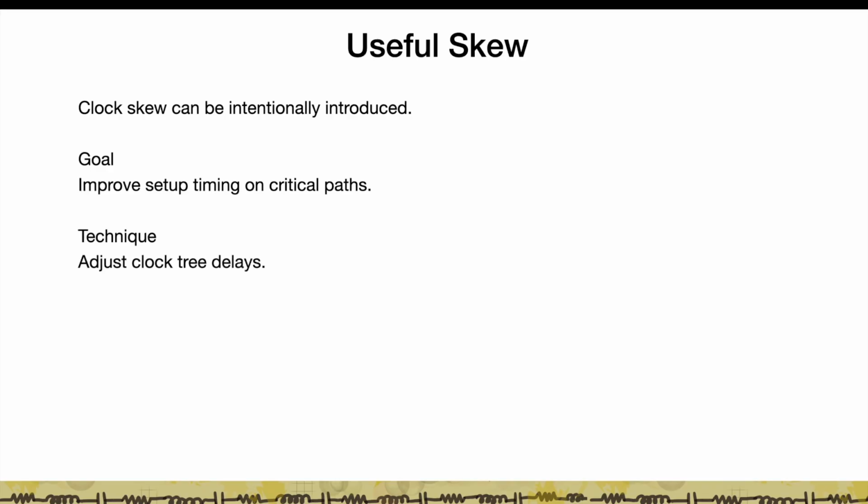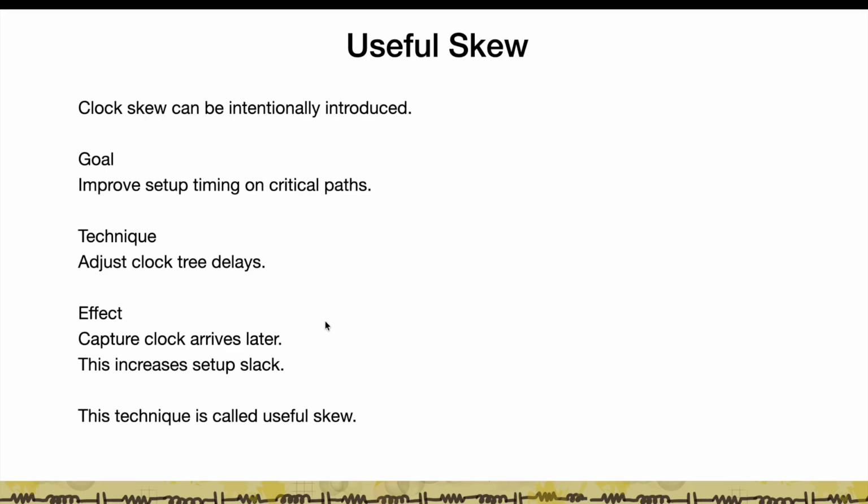Now here's a clever insight. If the skew is going to exist anyway, why not put it to work? Useful skew is the intentional introduction of a clock skew to improve timing on specific critical paths. Instead of trying to eliminate all skew, which is expensive and sometimes impossible, designers deliberately adjust the clock tree so that certain capture flip-flops receive their clock slightly later. The result: the setup timing budget for those critical paths expands, potentially fixing violations without any changes to the logic itself.